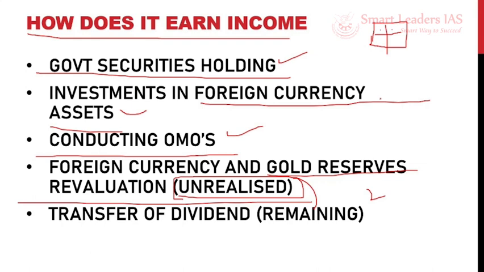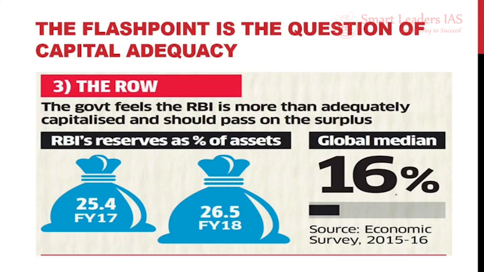And it was not transferring the entire surplus. In 2013-14, when Raghuram Rajan became the governor of the RBI, he made a decision saying the entire surplus will be transferred to the government because it is the sole shareholder. Now, where does the question of forming a separate committee to study these things occur? Here, it is about capital adequacy. So what is the capital?